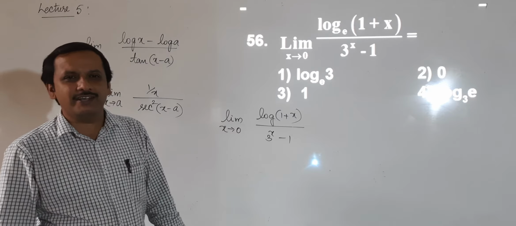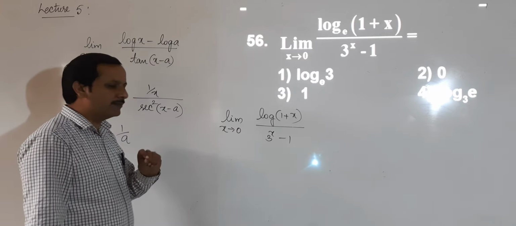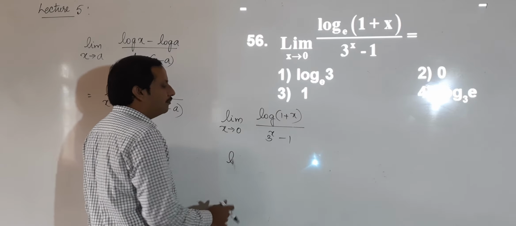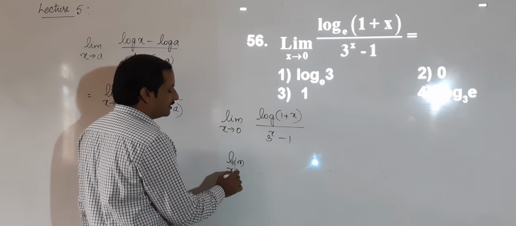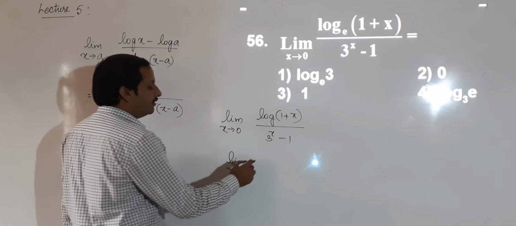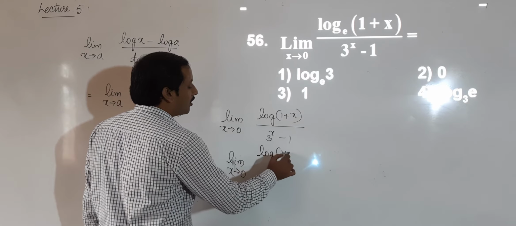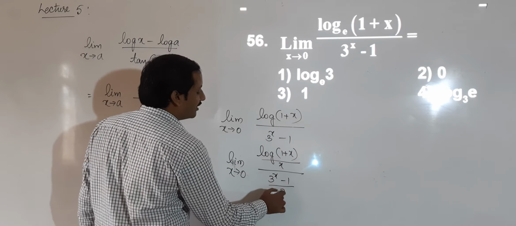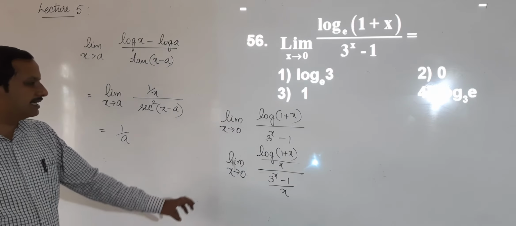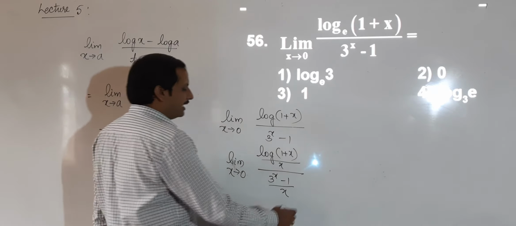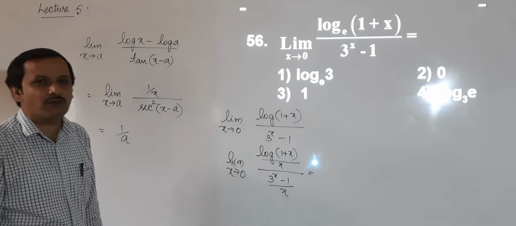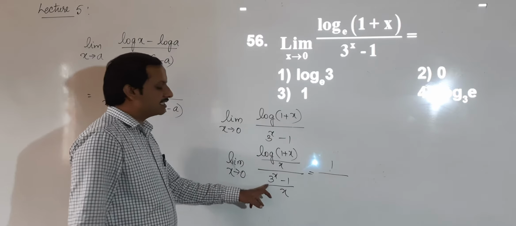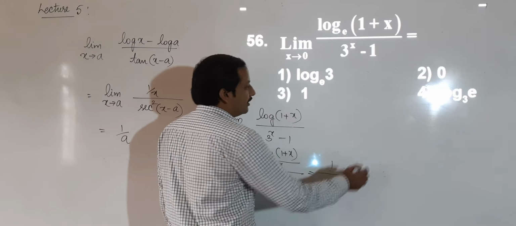Now I know you are very eager to use L'Hospital's rule, but still I will give you one more method also. Okay. So what is that method? Let us divide both the numerator and denominator by x. Dividing by x, that will give you limit x tends to 0, log 1 plus x by x divided by 3 power x minus 1 by x. Limit x tends to 0, log 1 plus x by x, what do you get? There is a direct formula for that. This is equal to 1 divided by limit x tends to 0, 3 power x minus 1 by x. You know this formula.